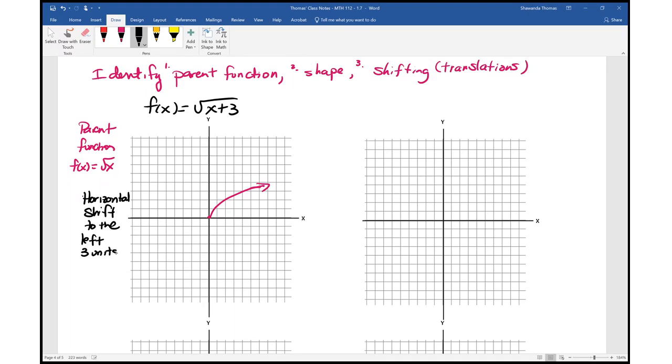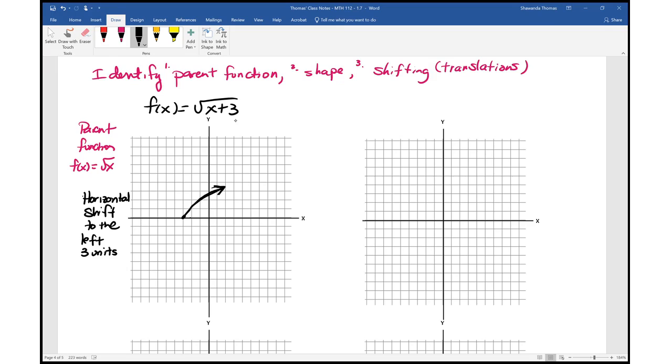So if you said that, great job. We're going to go to the left. I'm taking that little point right there, going to the left 1, 2, 3 units, and we're going to draw the same thing. We're just moving to the left 3 units. So this is the new function or child function, offspring function, f of x equals the square root of x plus 3.